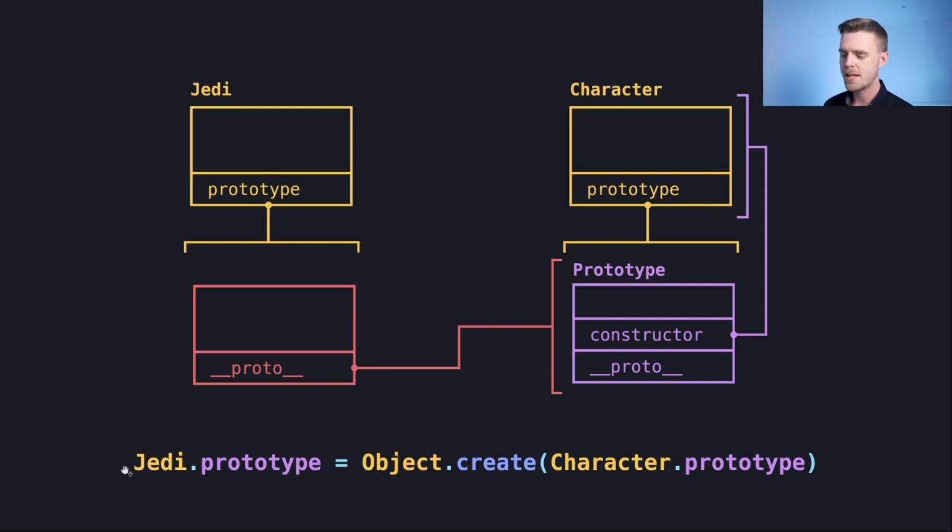And so what you'll notice is that this line of code lets us link Jedi's prototype object to character's prototype object. So the additional benefit here is that unlike in the last example where we were setting Jedi's prototype to a new instance of character, we're never actually calling the character constructor function. And that means that we're not setting any of the unnecessary properties that are defined in the character constructor function on Jedi's prototype, which leaves the Jedi constructor function with a pristine prototype object that has a link to character's prototype object.